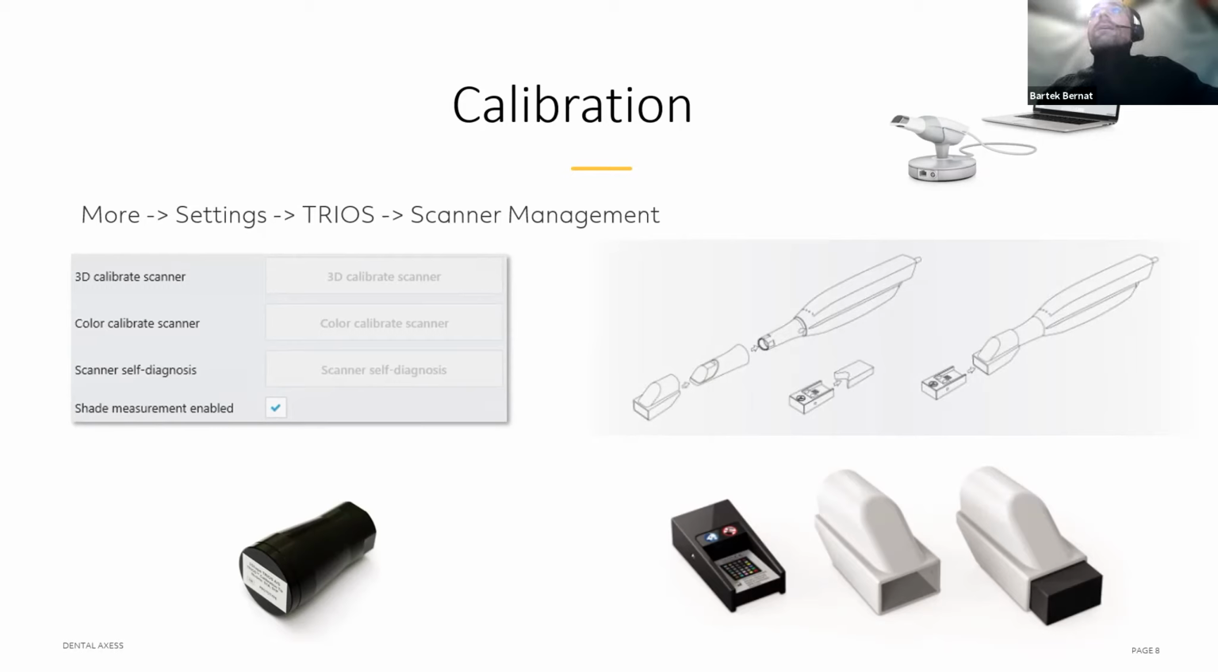The other calibration is for color. As I mentioned, this scanner can read the color shade of your teeth, and in order to do that, it needs to be calibrated with a special calibration kit. I have it here on the screen. You can see this here as well on the right. It is a two-step calibration. First, you need to put an attachment on the scanner, which I have here as well. So this is the attachment, and then you slide the actual calibration object into it.